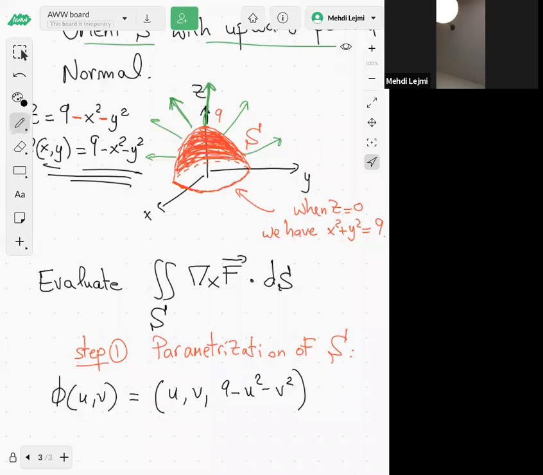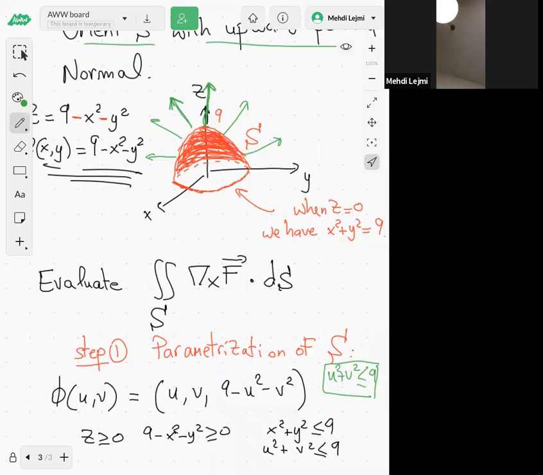Now, what will be the domain? Well, remember we said z is positive, right? So this 9 minus x squared minus y squared must be positive. In other words, x squared plus y squared is less than or equal to 9. And if you use u and v, that will be u squared plus v squared less than or equal to 9. So that's the domain.